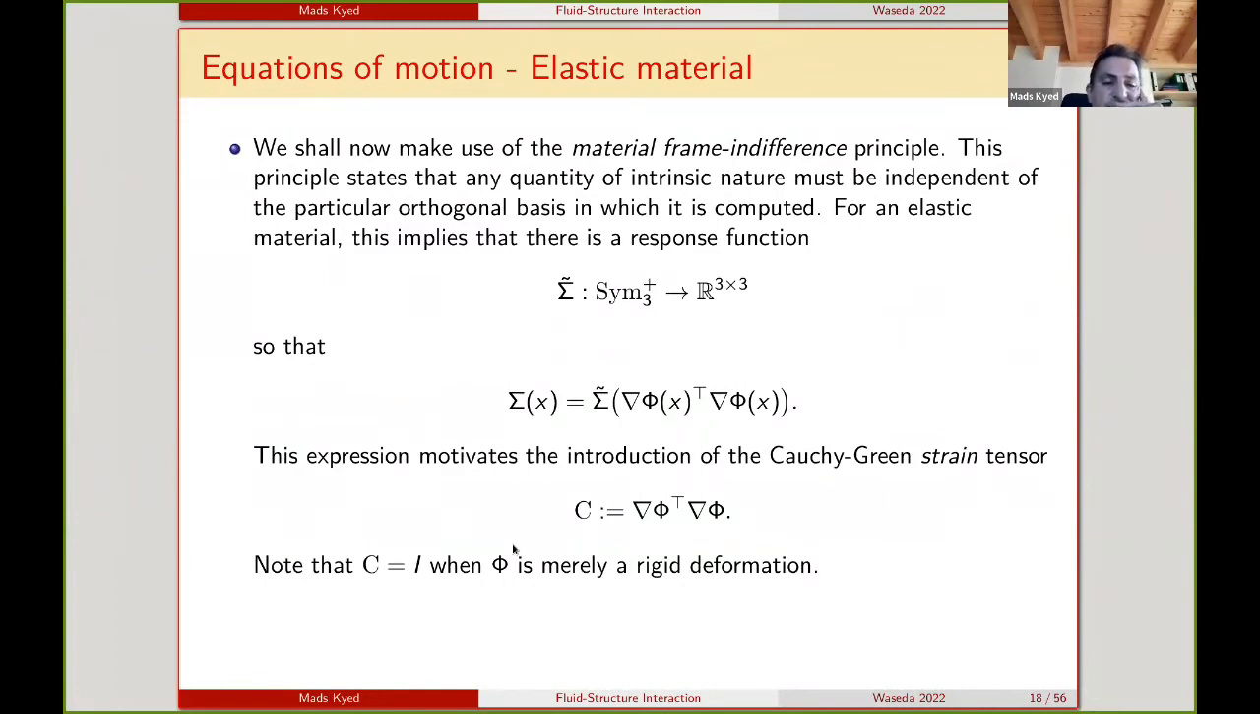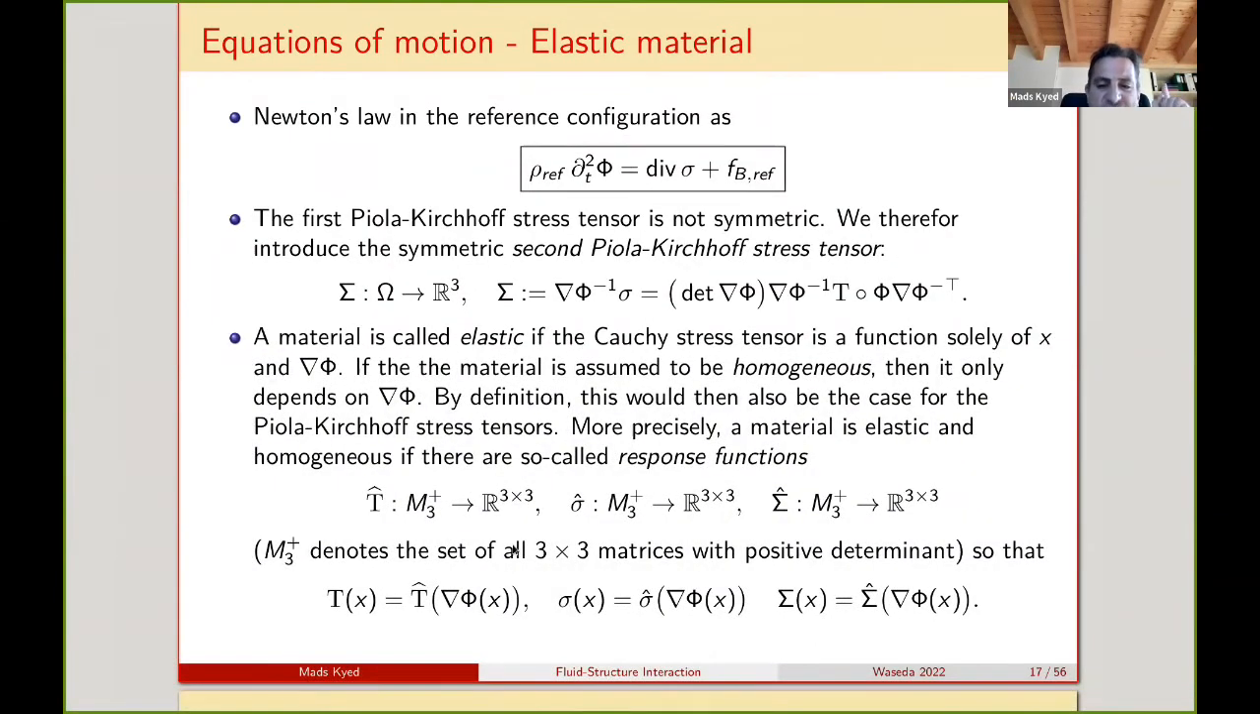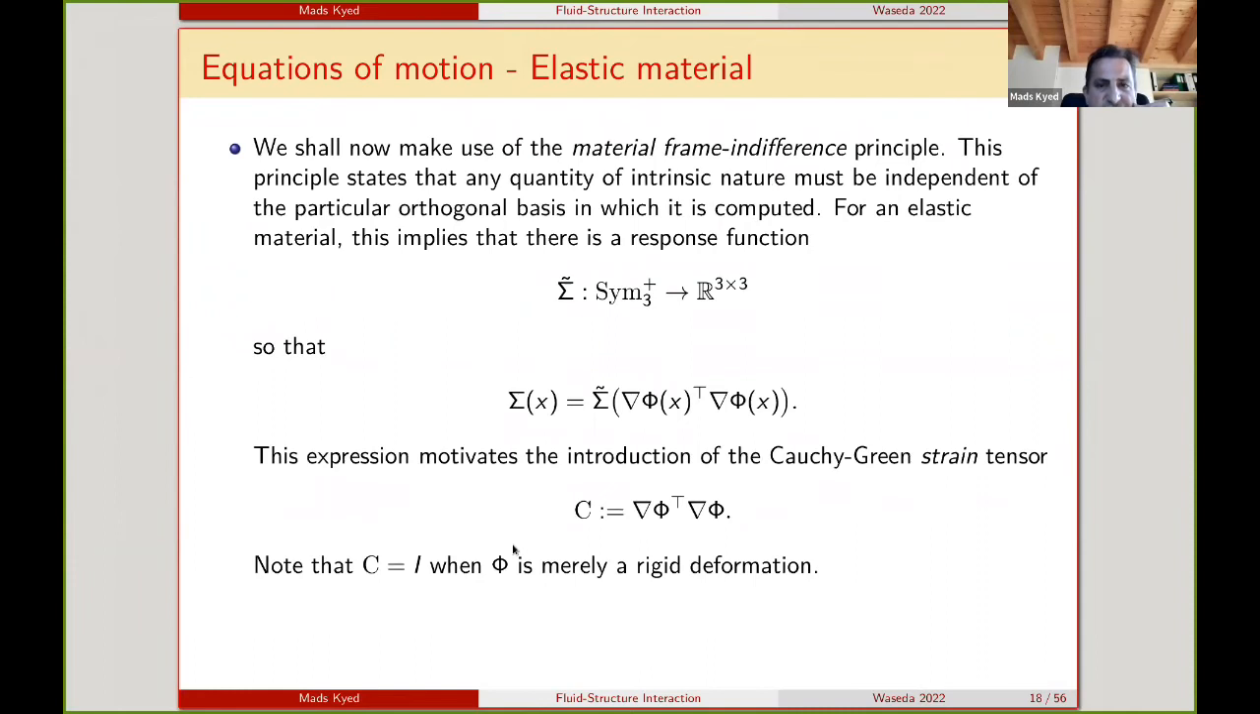Okay, so the sigma is the second Piola-Kirchhoff stress tensor. Okay, material frame indifference principle. This principle states that any quantity of intrinsic nature must be independent of the particular orthogonal basis in which it is computed, right? So that's material frame indifference. So also a very basic physical principle.